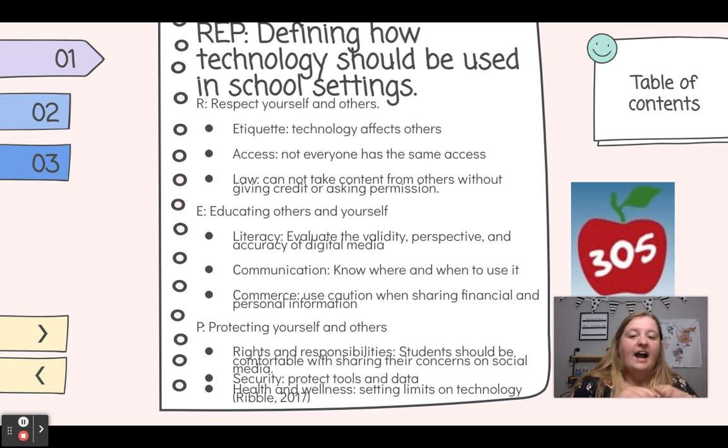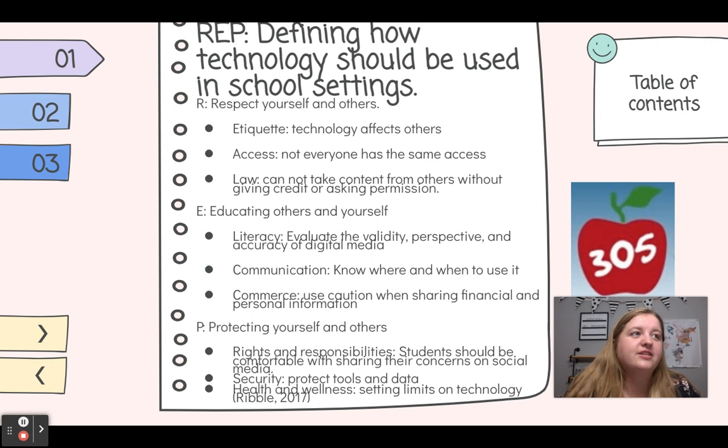The second one is access, is not everyone will have a Chromebook. Some might have iPads, and that's okay. And helping your students understand that access looks different for everyone. And the third one is law. You teaching your students that they cannot take content from others without asking or giving credit to that person. The E in REP is educating others and yourself.